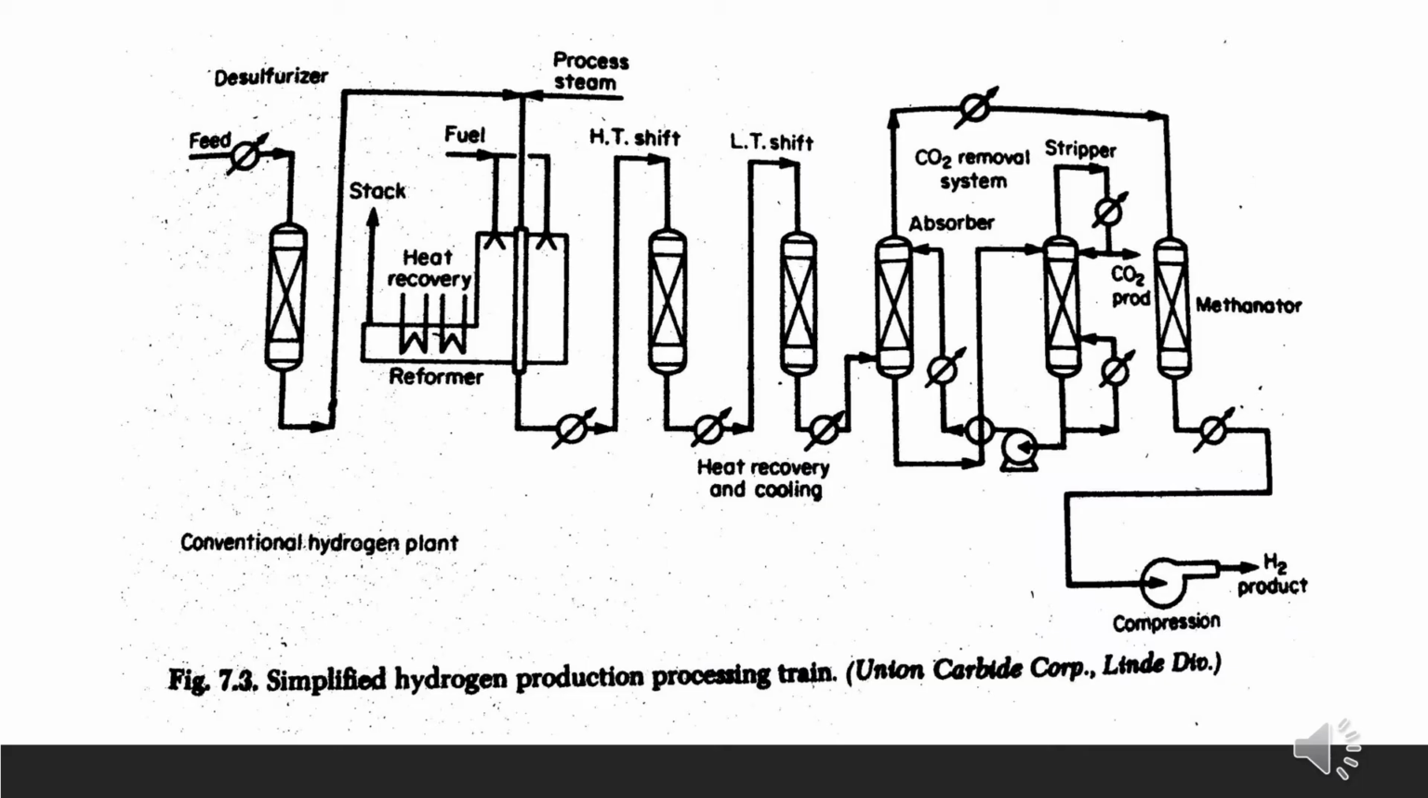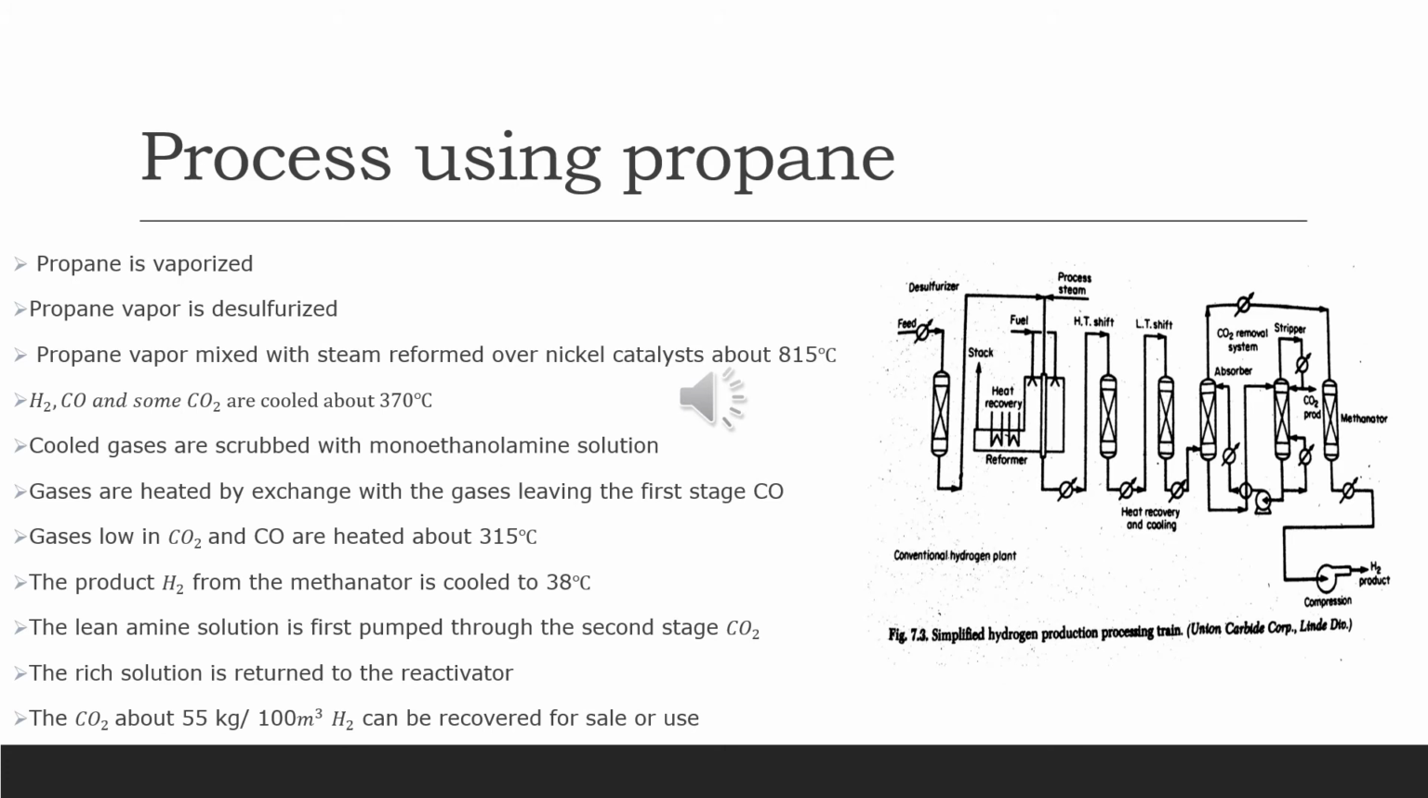We have here on the next slide is figure 7.3. This is the process using propane, and the material requirements are listed in Table 7.3 on slide 11. So this process can be broken down into the following coordinated sequences. So now we have here the process using propane.